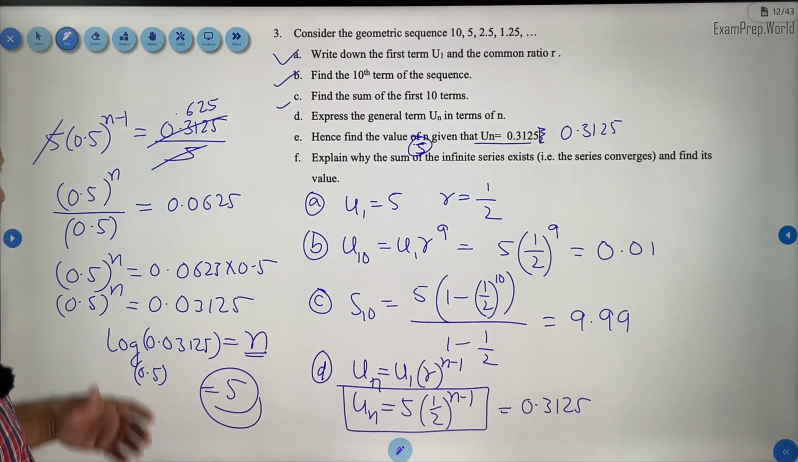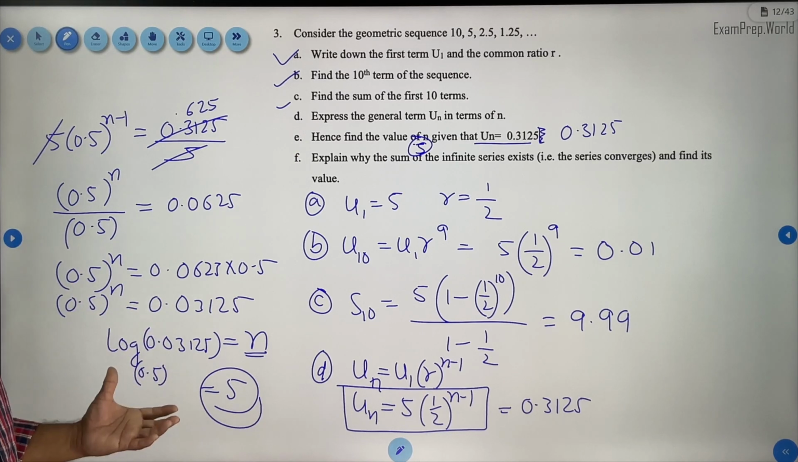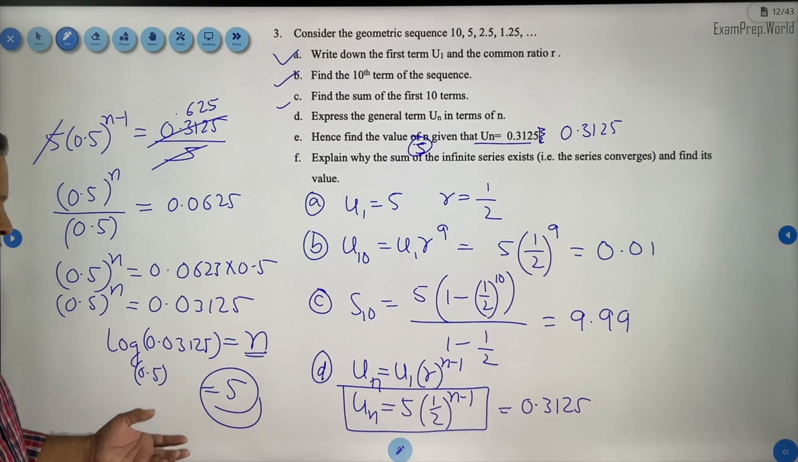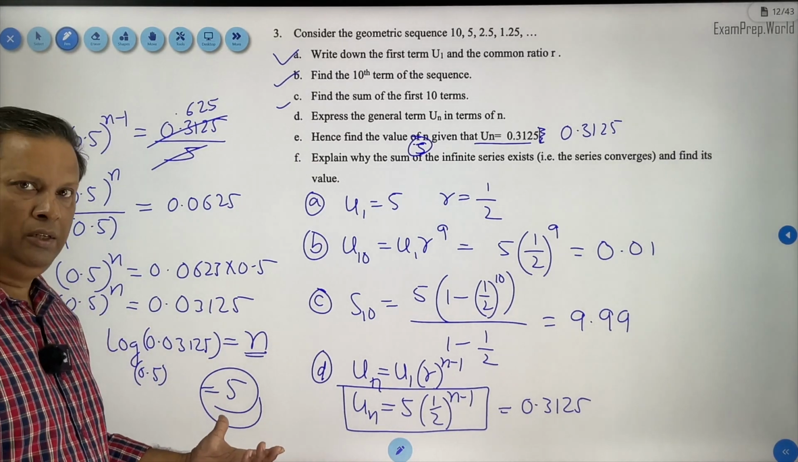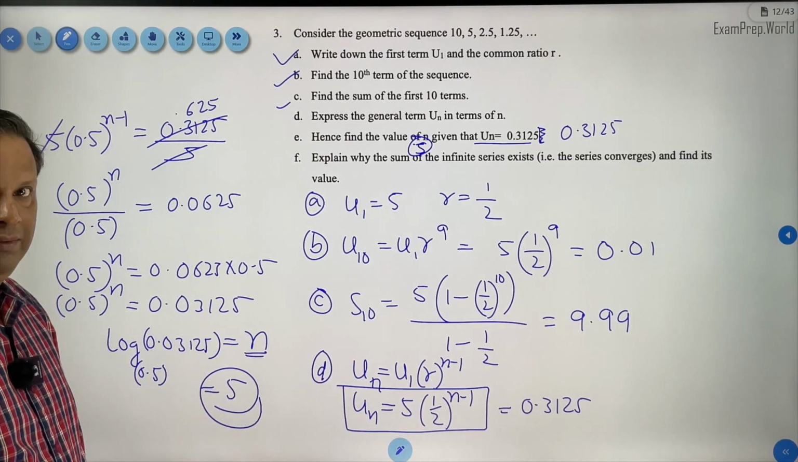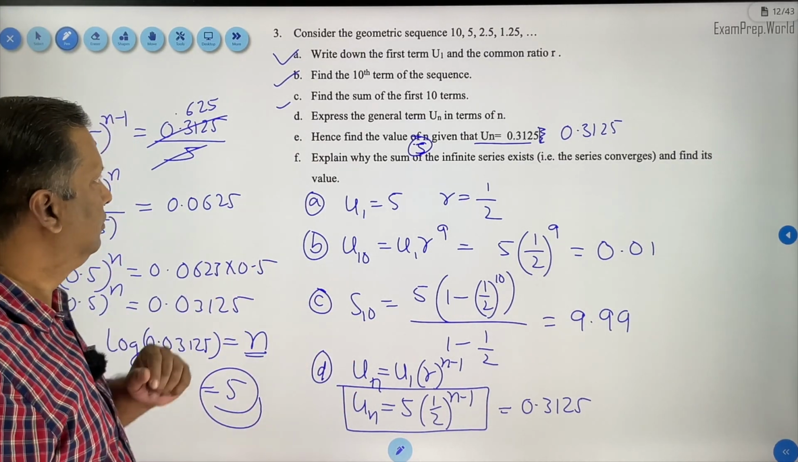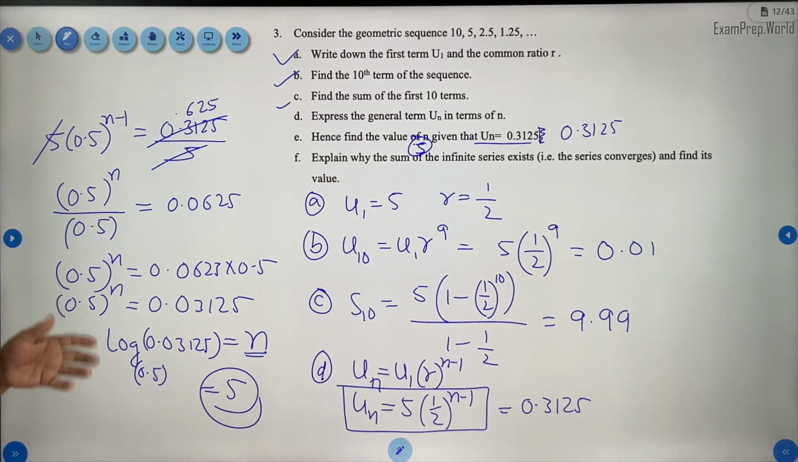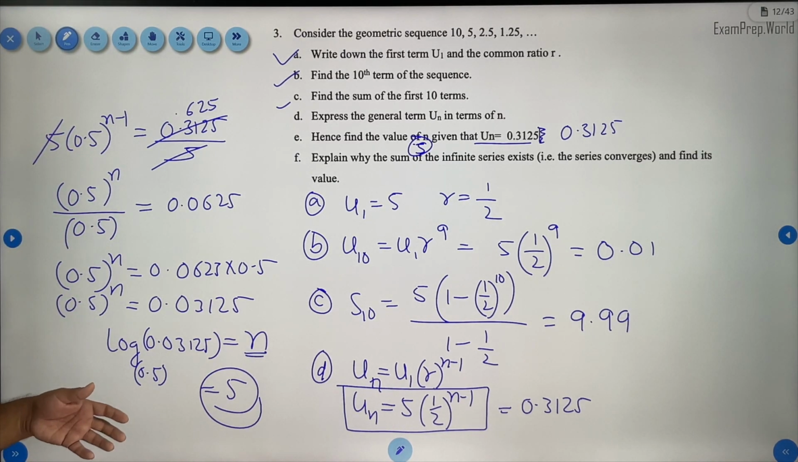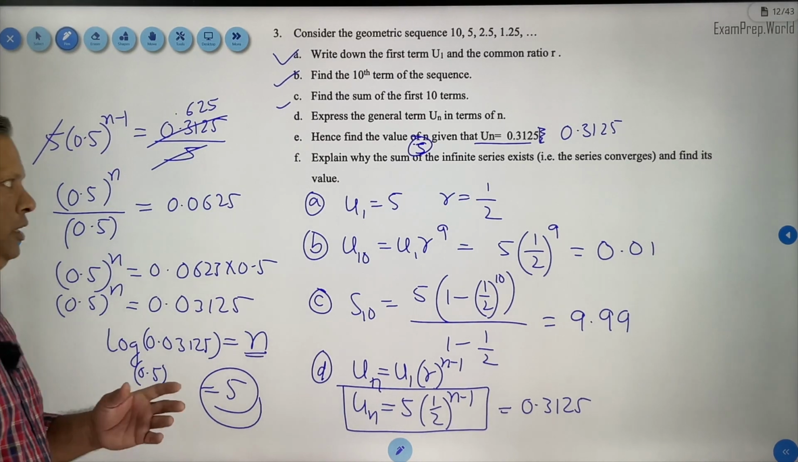Now copy, and if you have forgotten this method, I will definitely put some videos on logarithms, right? There you can go and learn logs. Okay. Now, what is f? Before that, if you want to pause the video and copy this, please copy. I'm moving away from the screen. Okay. Now let's do f.